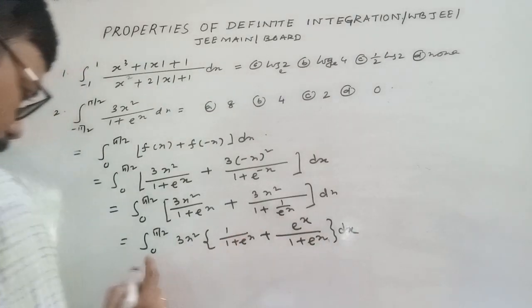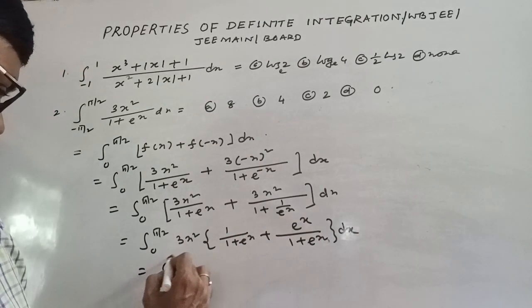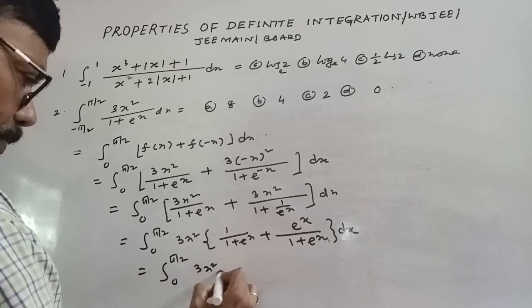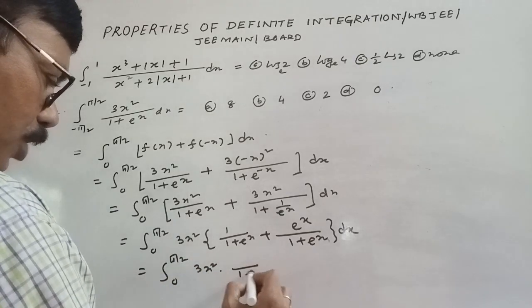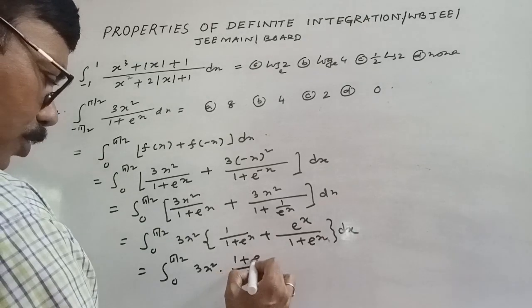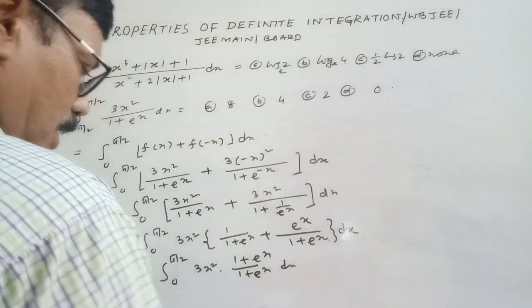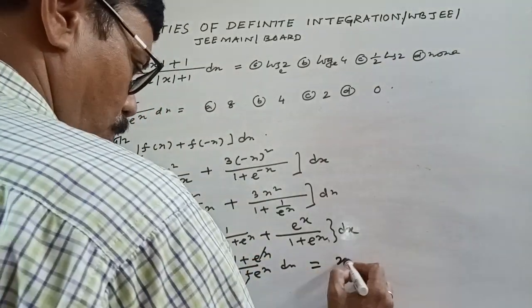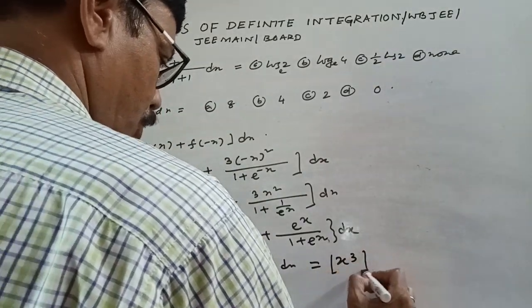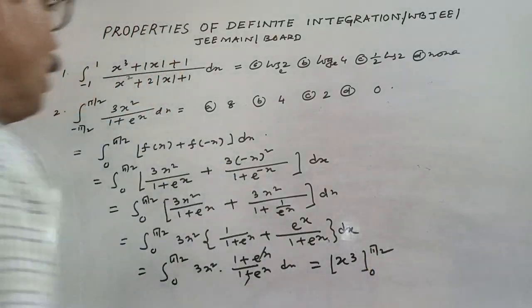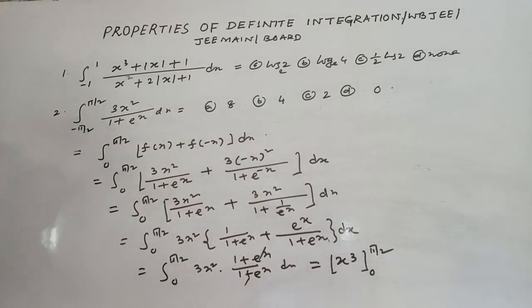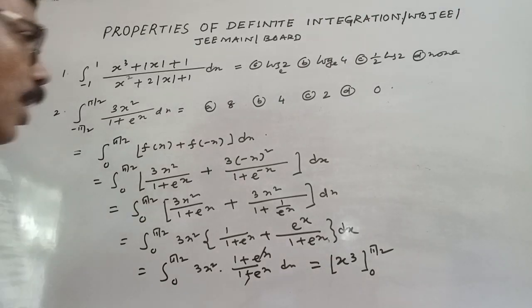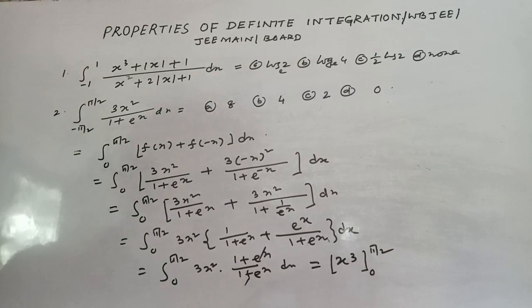Now if you take addition, then it is 1 plus e to the power x, then 1 plus e to the power x. Now this one is cancelled. So x cube, 0 to pi by 2. So we are getting result as pi by 2 whole cube.